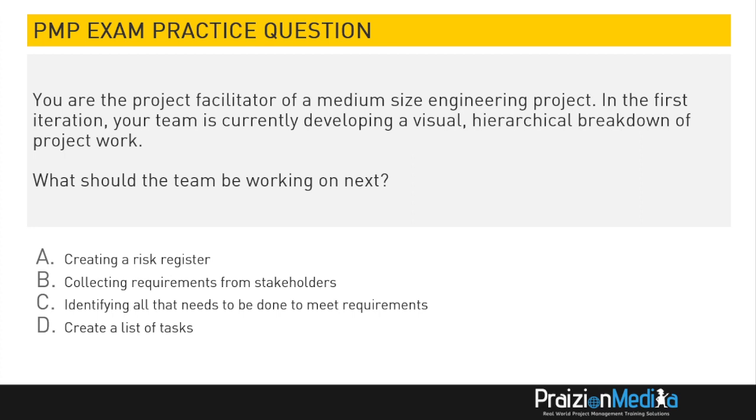So this is describing a WBS. So a WBS is being developed. What should happen next? Now, creating a risk register is not a bad thing. But let's take a look at the other options. B says collecting requirements. That's already been done. C says identifying all that needs to be done. That's define scope. So it's not that. The most logical thing to do next before creating a risk register is to decompose the work packages and create a list of tasks. That is what comes next.